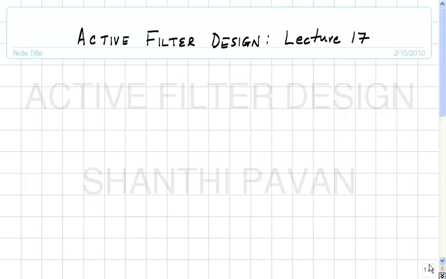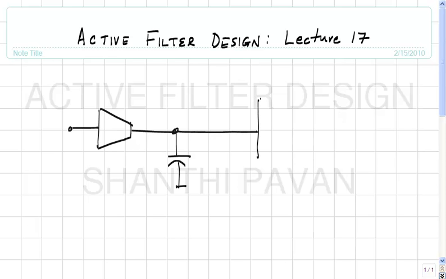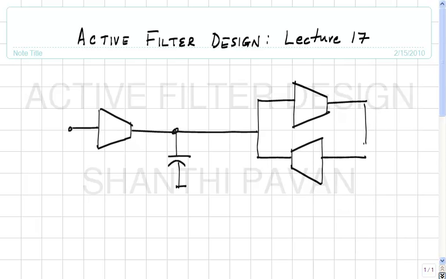This is active filter design, lecture 17. In the last class, we saw how one might design an active filter with only voltage controlled current sources and capacitors.